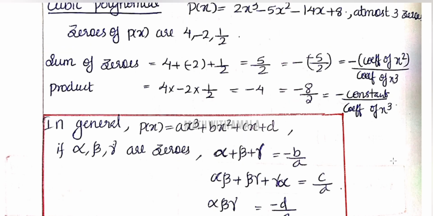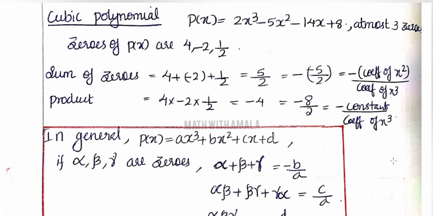Now the sum of zeros is minus of minus 5 by 2, that is minus of coefficient of x square by coefficient of x cube. So you have to look at the x square and x cube coefficients, which is actually 1 degree upgraded from the previous quadratic polynomial. So this is the difference. In all the cases, when you add them you will get minus b by a, and when you multiply them you will get the constant by the coefficient of x cube, like that.